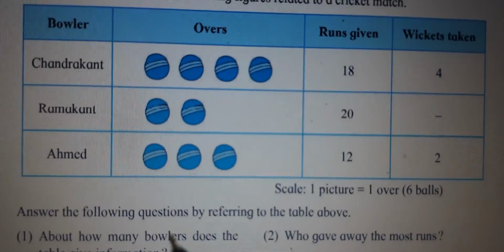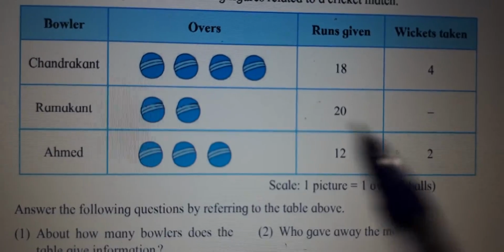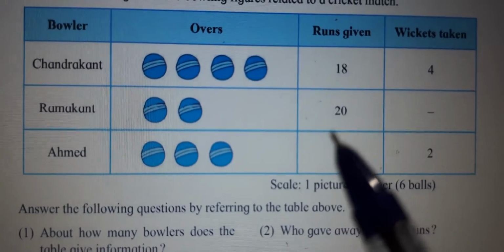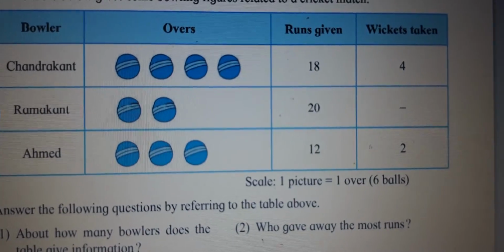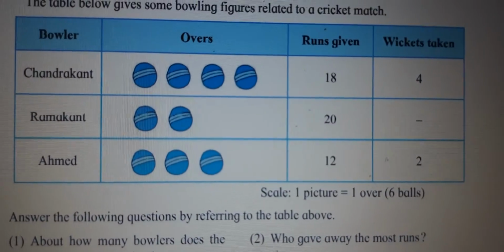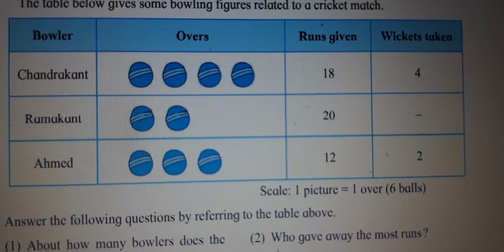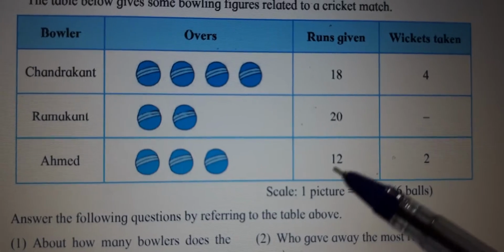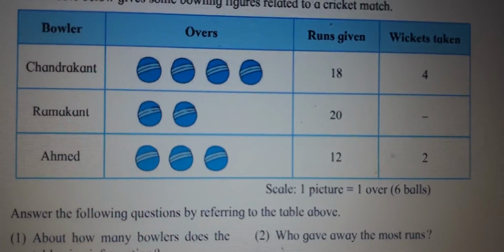Ramakant, only 2 overs. Maybe they did not like him, so they changed the bowler. Runs given 20. 20 runs he has given. So definitely not so experienced a bowler. Wickets taken, nothing. He could not get any of the batsmen out. The third is Ahmed. Ahmed, 3 overs. You can see 3 overs and he has given 12 runs. 12 runs and how many wickets? 2 wickets.